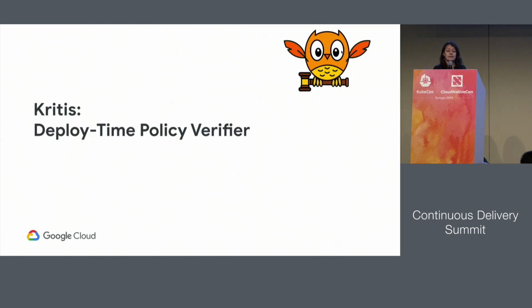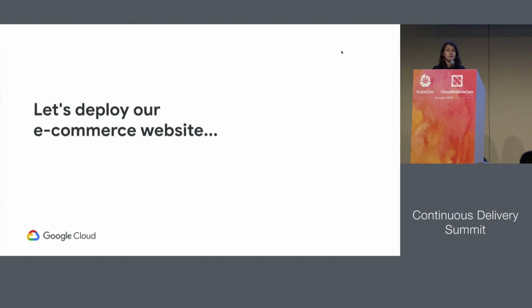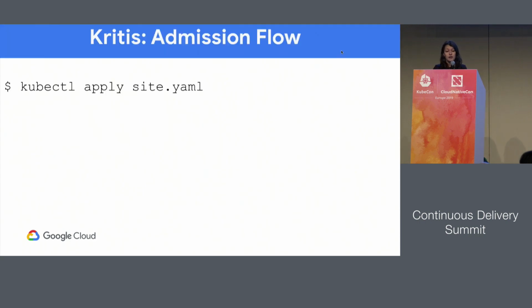So what's Kritis? It's a deploy time policy verifier. So instead of talking about all the different features it has, let's run through an example, and then you'll see exactly how it works. So we want to deploy our e-commerce website. So the admission flow looks like this. We'll do kubectl apply site YAML, which describes our e-commerce site.